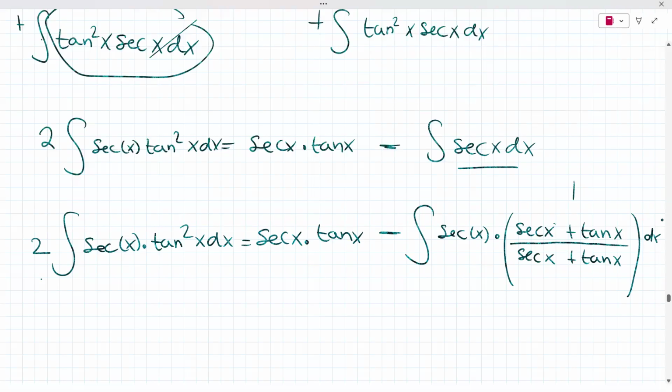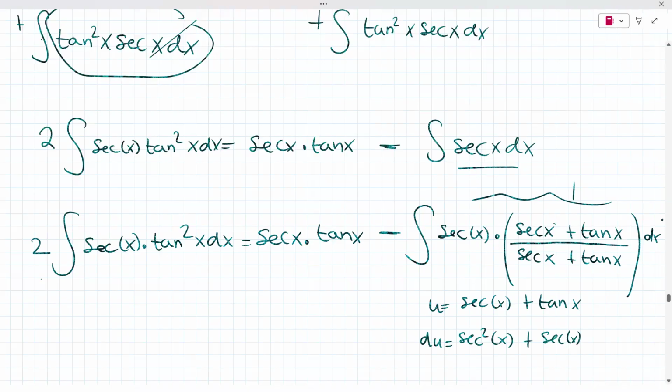So what I'm going to do next is, for this part, I'm going to do some kind of u substitution. And I'm going to use u equals secant of x plus tan of x. And then my du is secant square of x plus secant of x times tan of x dx, right? So my u is secant of x plus tan of x, and my du is secant square of x plus secant x times tan of x dx.